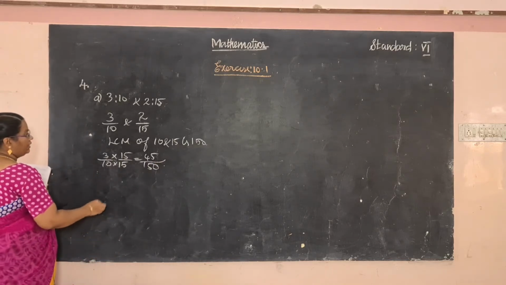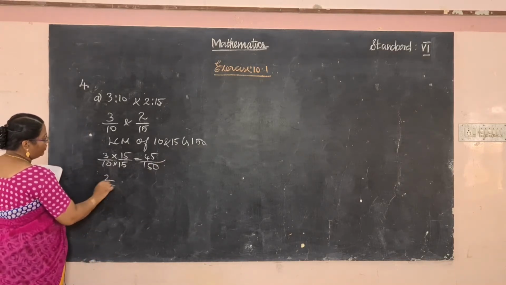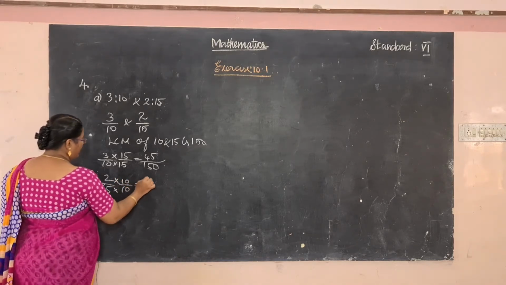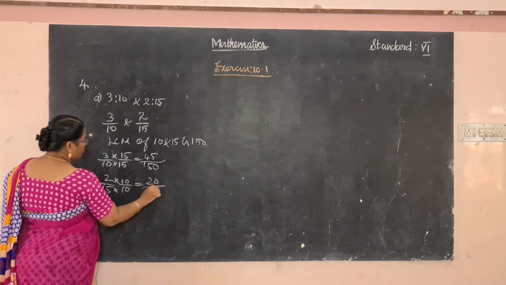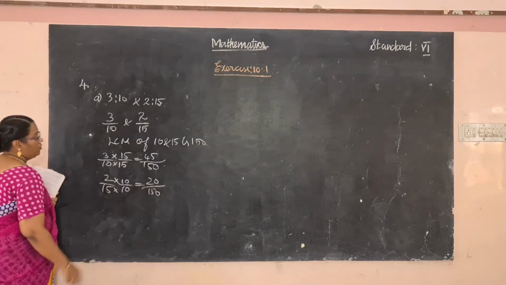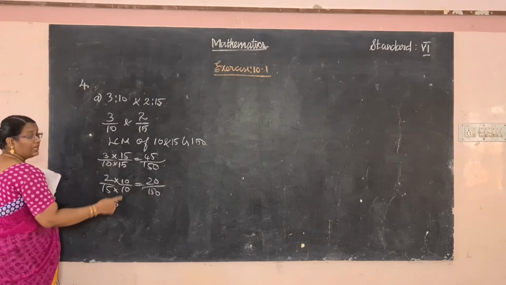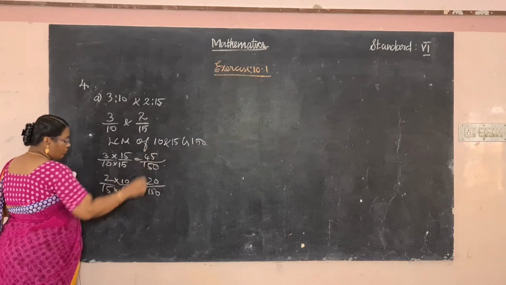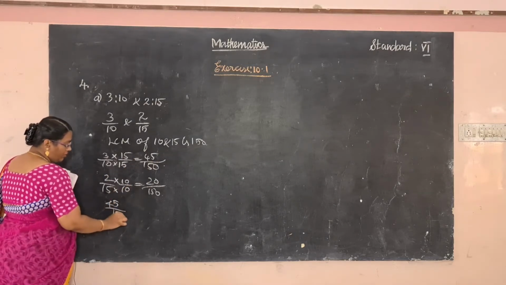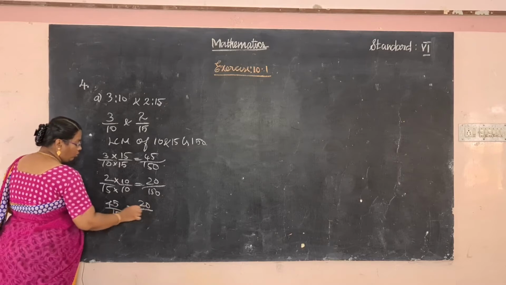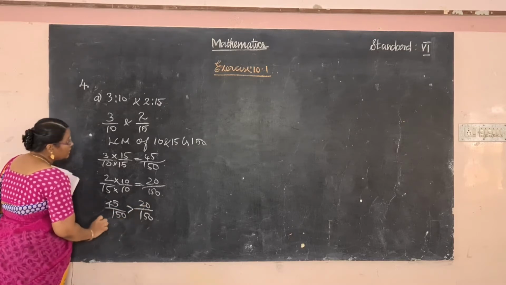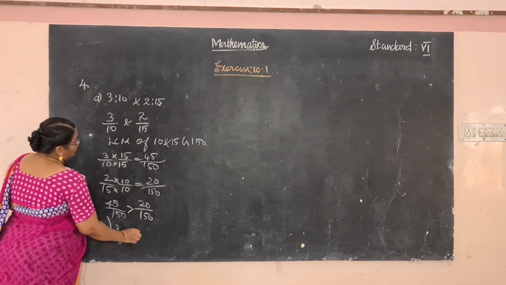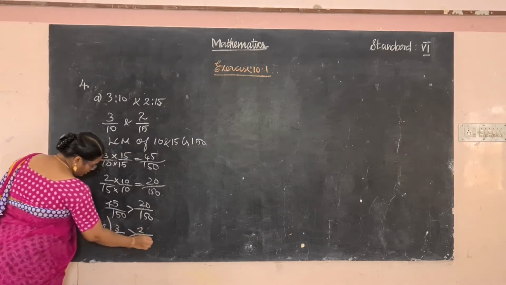Okay, and then 2 by 15. Which number multiplies the denominator? 10. The same number multiplies the numerator also. Now which one is greatest? The denominator values are the same, so now compare the numerators. Which one is greatest? 45. So 45 by 150 is greater than 20 by 150. That is, the ratio 3 by 10 is greater than 2 by 15.